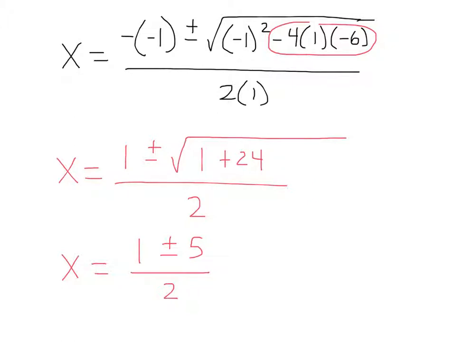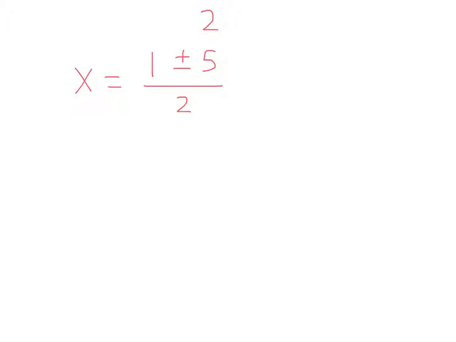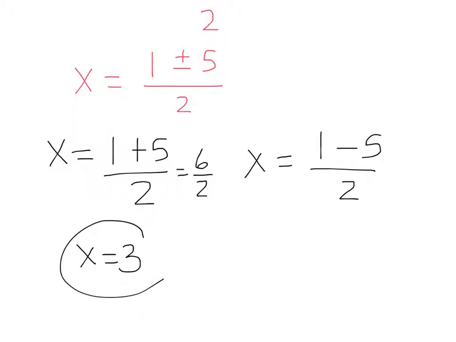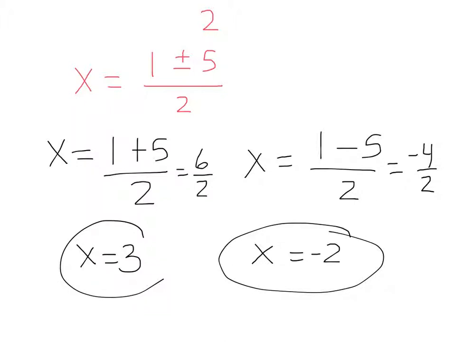And so now we just need to split it into 2 problems, don't we? So I've got x equals 1 plus 5 divided by 2, and x equals 1 minus 5 divided by 2. What is 1 plus 5? 6. And so this is 6 over 2, which is 3. X equals 3. There's one answer. And then 1 minus 5 is -4 over 2, which is -2. So there's my 2 answers.